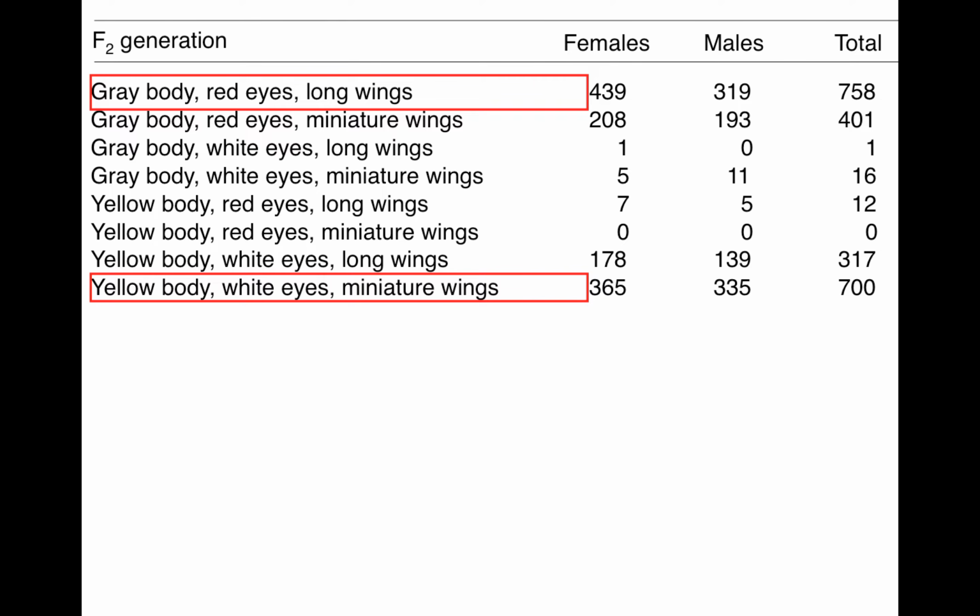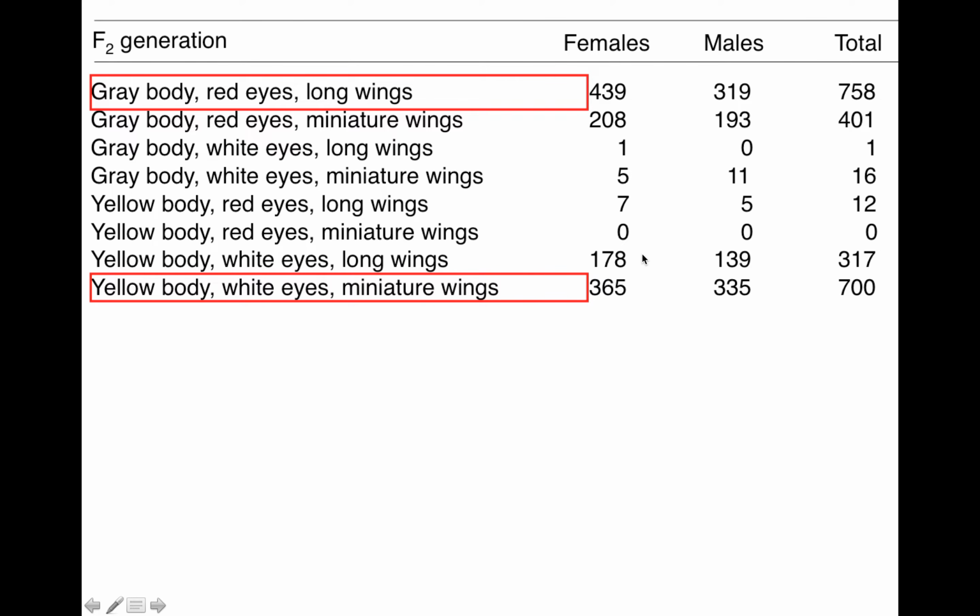And if we count up the flies, scoring them on the presence of those three different phenotypes, we see that there are mostly gray-bodied, red-eyed, long-winged flies in the F2 generation, and also mostly yellow-bodied, white-eyed, miniature-winged flies in both male and female. Those are the two most abundant phenotypic combinations.